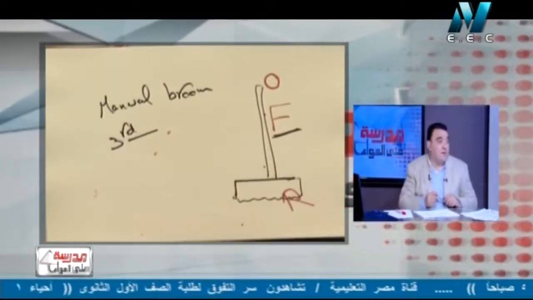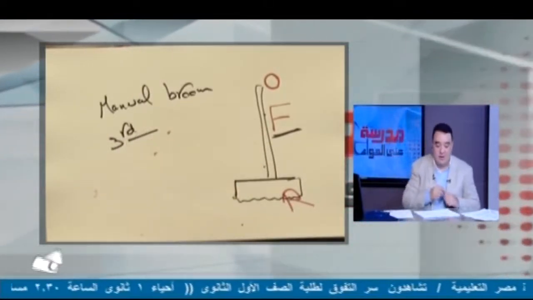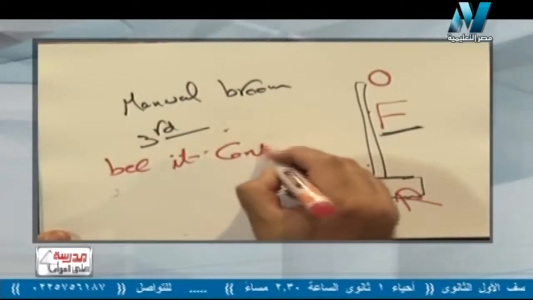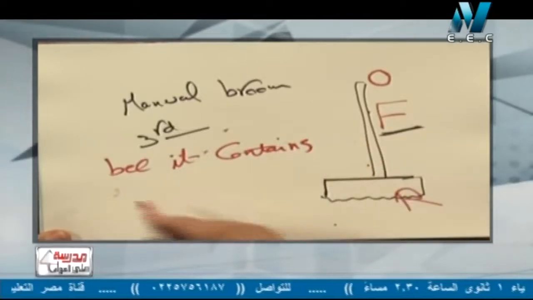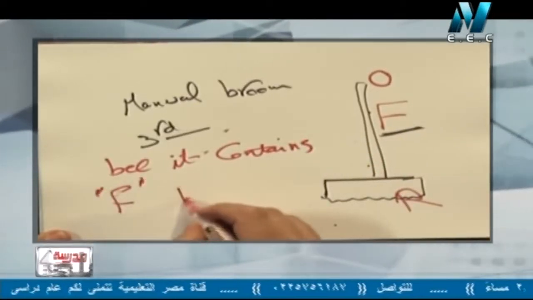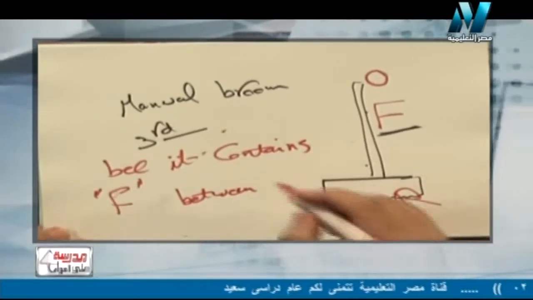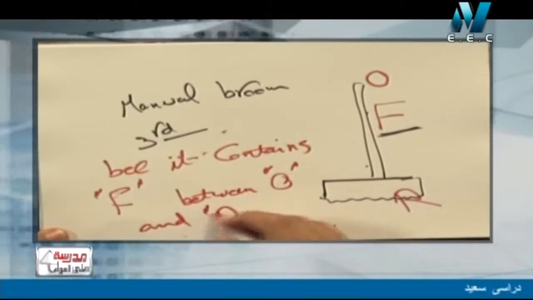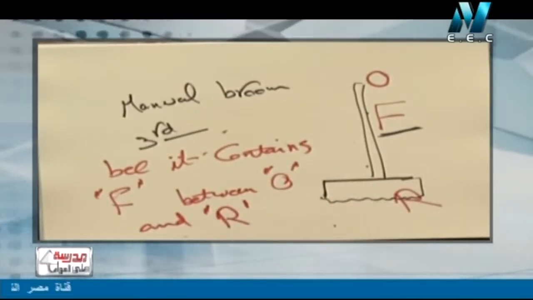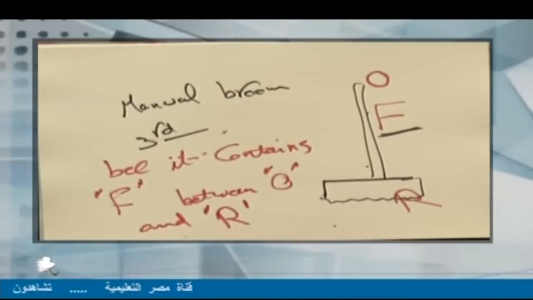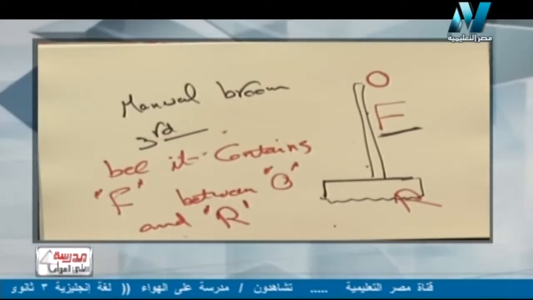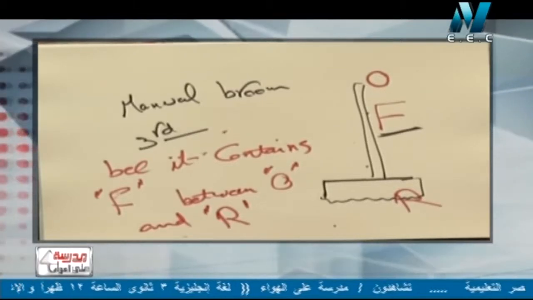Why? Or give reason. We can write because it contains effort force, and of course we can write it with symbols, between O and resistance force. So again, manual broom is considered from third class lever because it contains effort force or F between O, fulcrum, and R, which is resistance force.